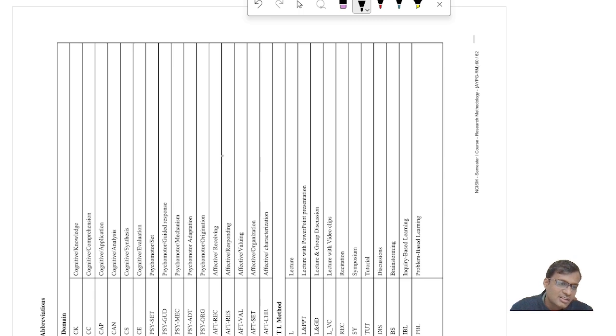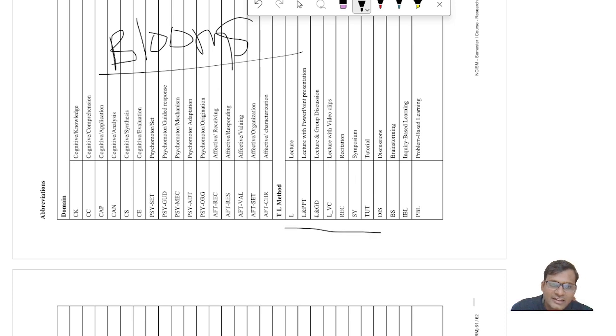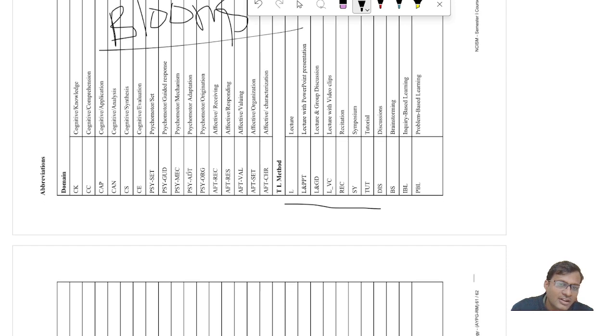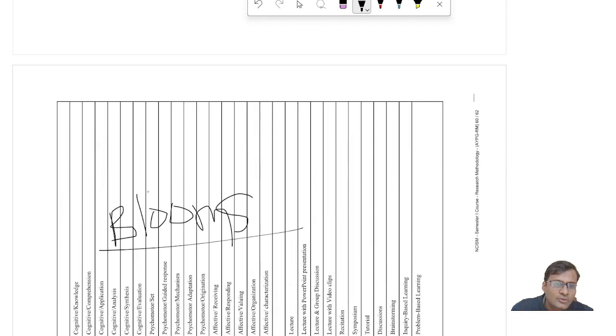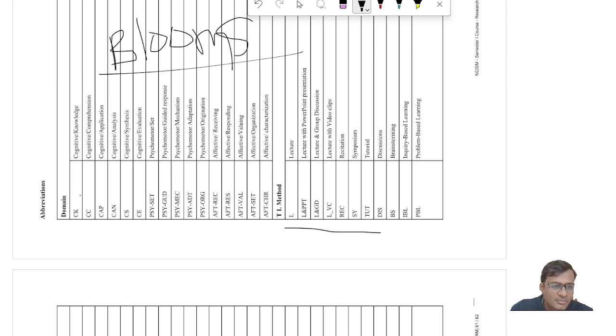And lastly they have given the abbreviations: cognitive knowledge domain, cognitive application. For further additional knowledge you have to read Bloom's taxonomy. You will understand in detail about this. So these are the domains that will be affected, and here the teaching learning methods: L and PPT means lecture with PowerPoint presentation. They have used these kinds of abbreviations. You have to go through this particular annexure. You will understand the short forms of the words explained in the curriculum.